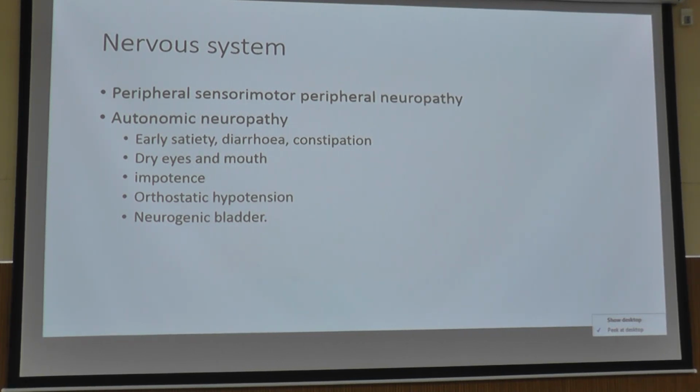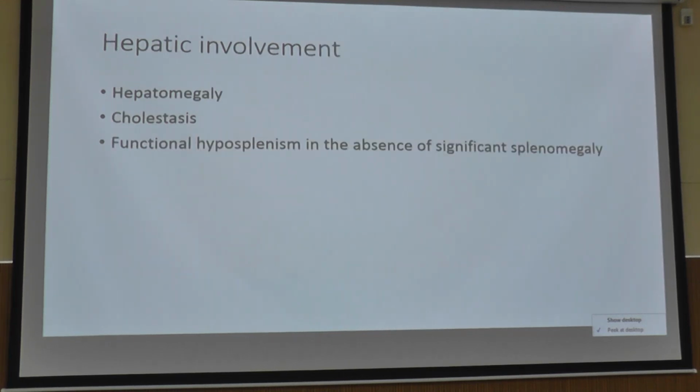So in a patient who has hepatomegaly, splenomegaly, or is presenting in another form, you have to think in terms of whether nerve involvement is there, and ask them about autonomic features. These are the two important aspects. We need to ask about weakness and sensory disturbance along with autonomic features. Hepatic involvement: hepatomegaly, I already told you, with cholestasis, and there may not be significant splenomegaly, but there is functional hyposplenism.